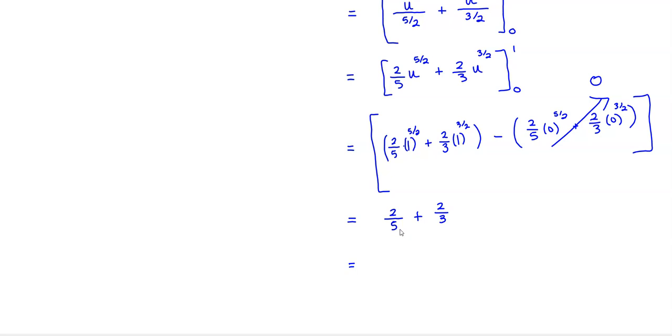And now we need to find the common denominator between 5 and 3, which is 15. 5 times 3 is 15, so 2 times 3 is 6. 3 times 5 is 15, so 2 times 5 is 10. So we end up getting 16/15 as our result.